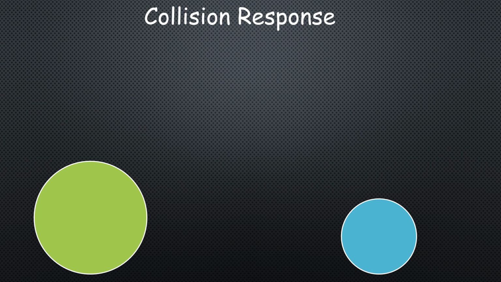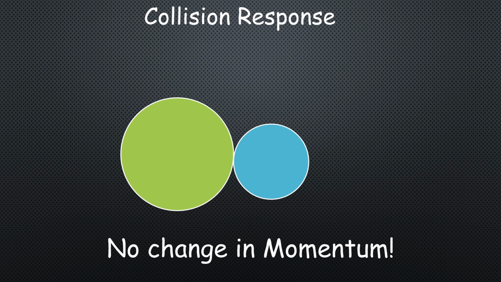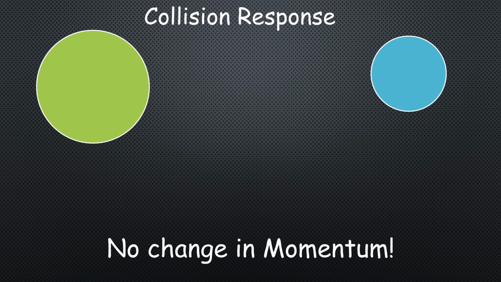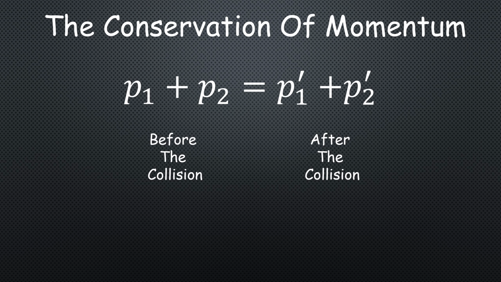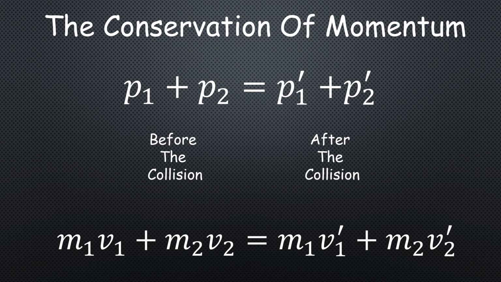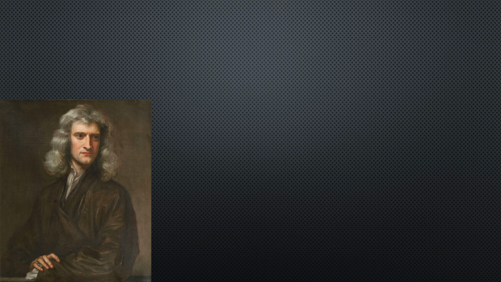This means that if we ignore outside forces such as friction, we can say that the combined momentum of the objects is the same before and after a collision. So we can write the following equation, and if we replace the momentum by the product of the mass and velocity, we get this. But we have just one equation and we want to solve it for two variables, the velocities after the collision. So we need another equation.